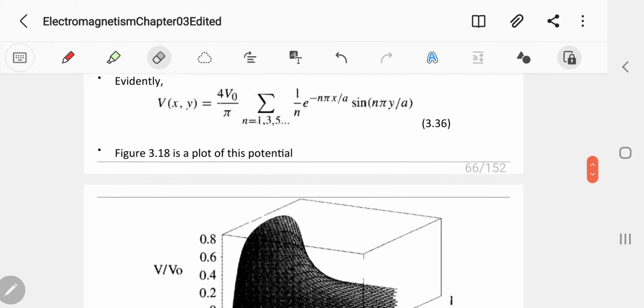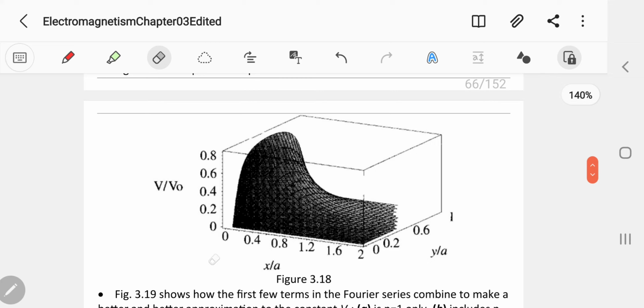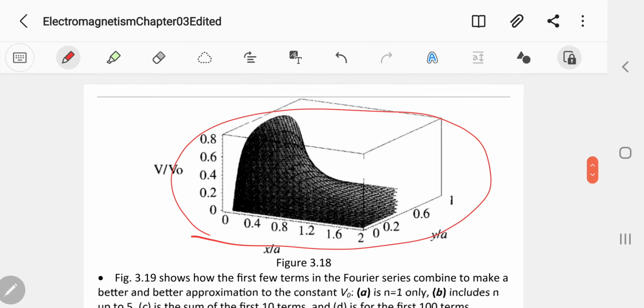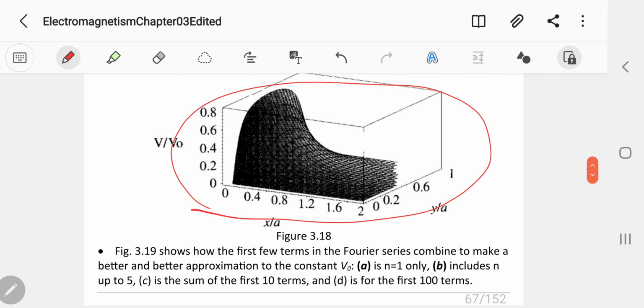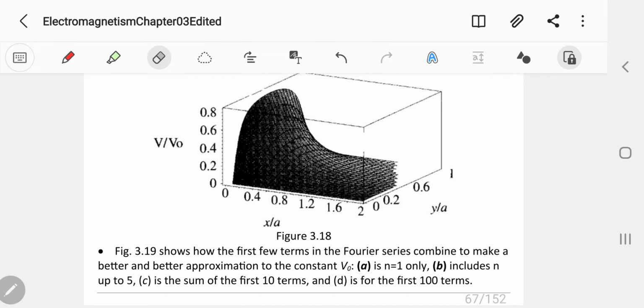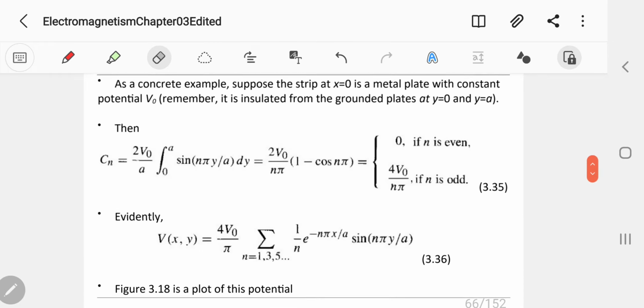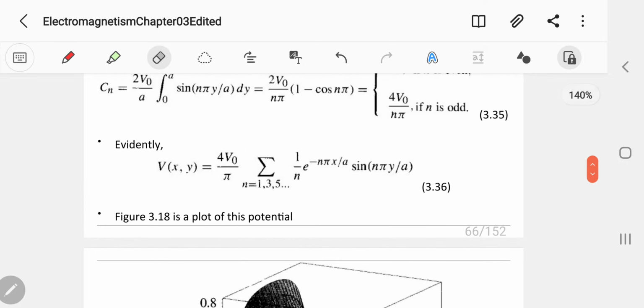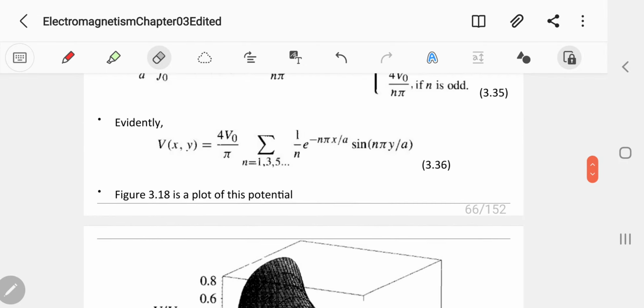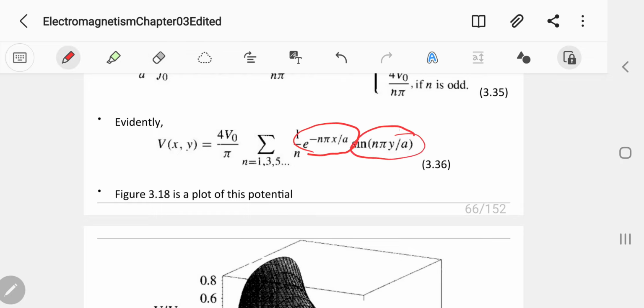And if you plot that, you will have this one. You have the plot for V over V sub O with respect to x over a and y over a. It's a nice one. You can try this on your computational lab and get the plot. You just have to plot this one. The only problem is that you have an exponential. I think this can be found in C++, I guess.